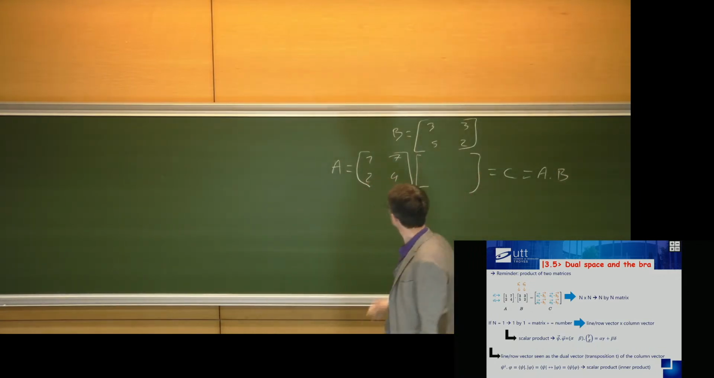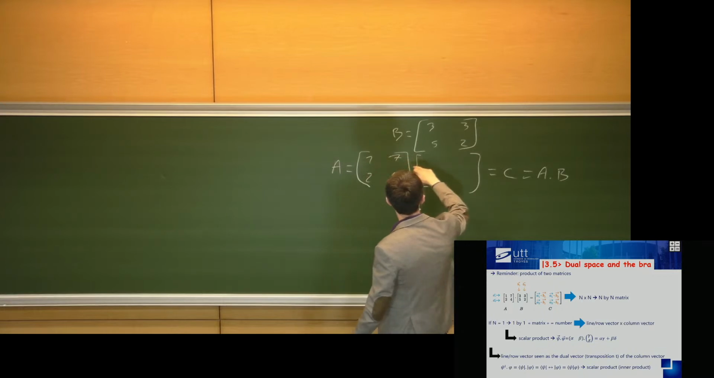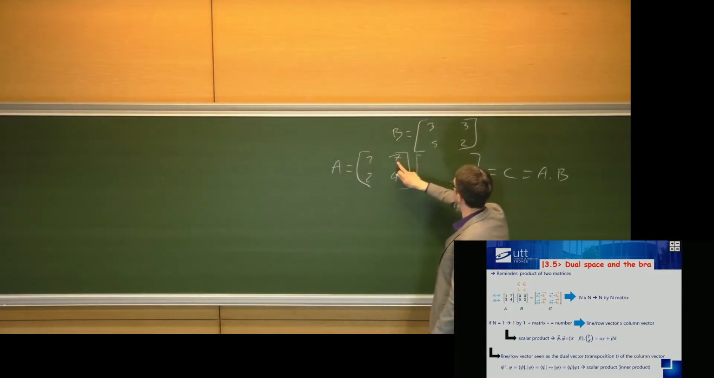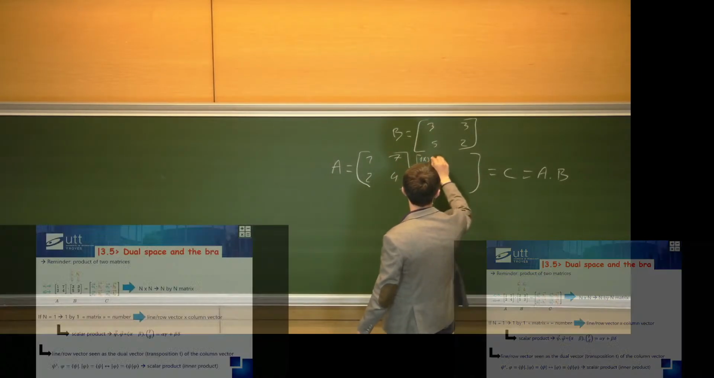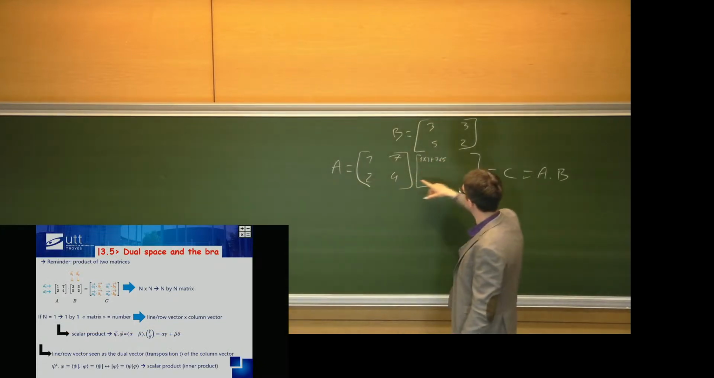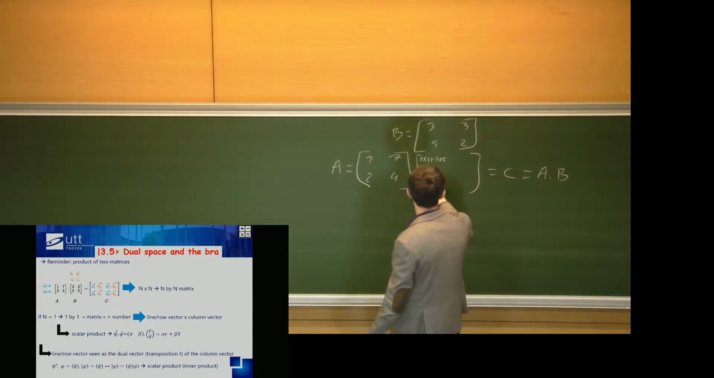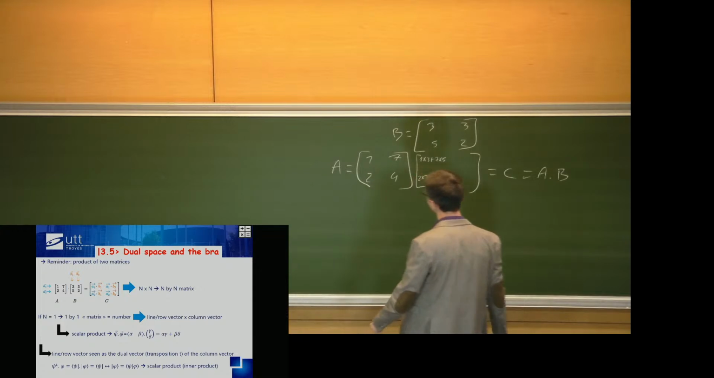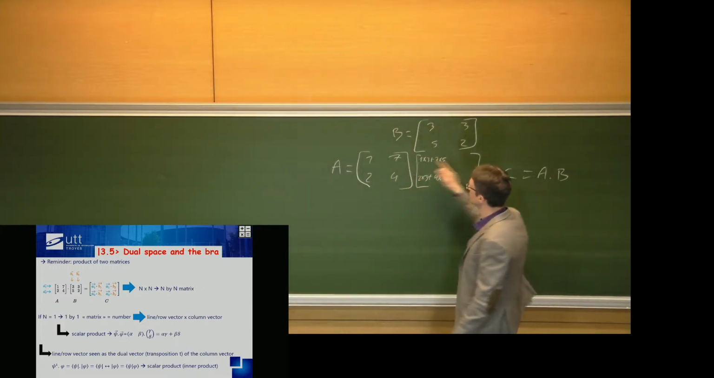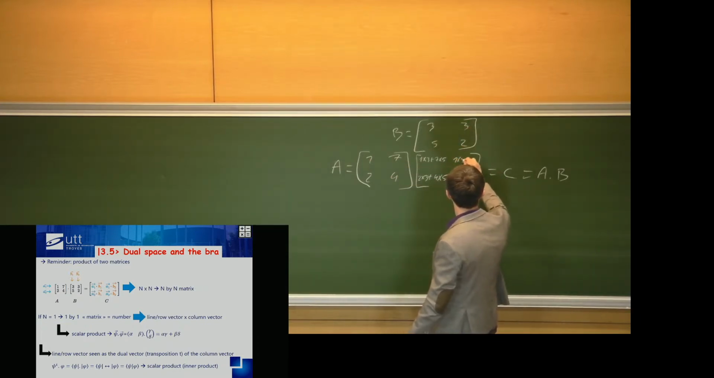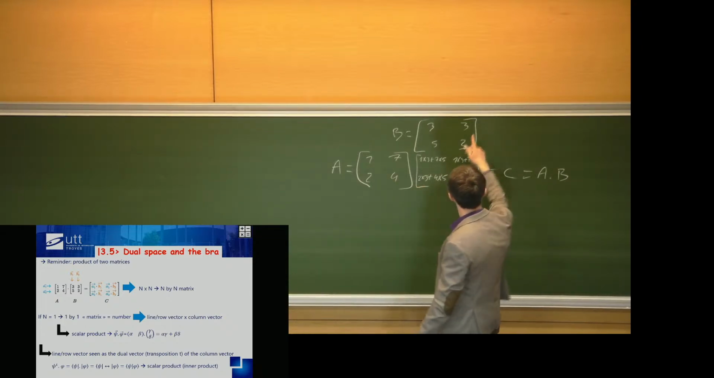How do we do that? Well, we take this row and multiply it by this column, element by element. That would be 1 times 3 plus 7 times 5. Then we take this row multiplied by this column: 2 times 3 plus 4 times 5. And we carry on. For this one, it would be 1 times 3 plus 7 times 2, and then 2 times 3 plus 4 times 2.